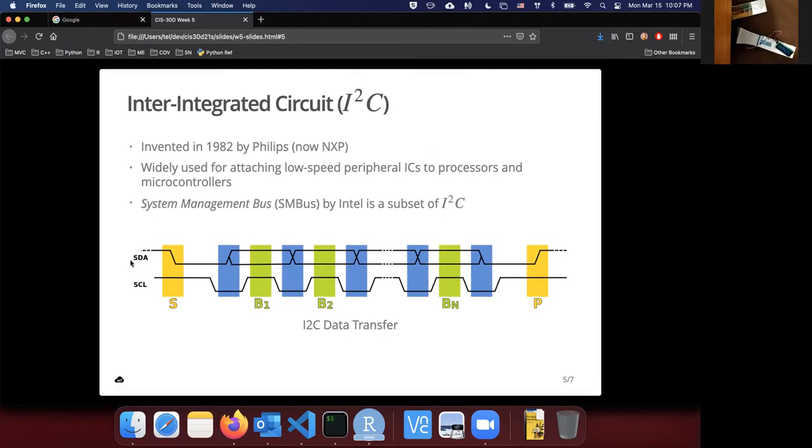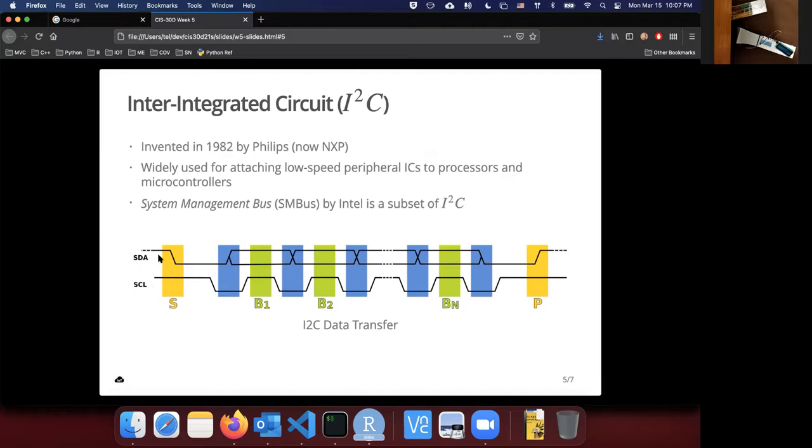And this SDA stands for serial data. So this is the serial data signal, and then the other signal is called the serial clock. As I said, because this is a synchronous communication, there is a clock to synchronize when you send data, when you read data, that kind of stuff.